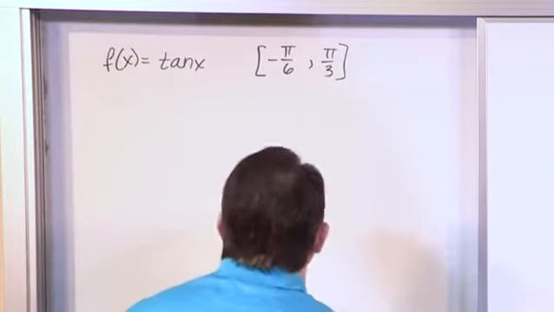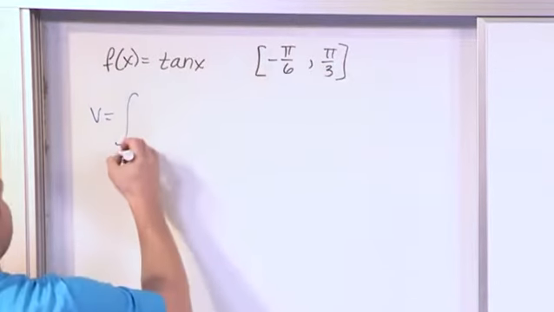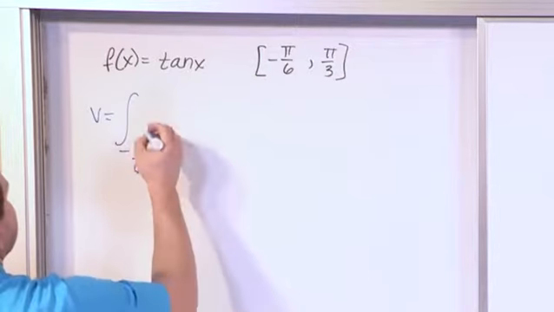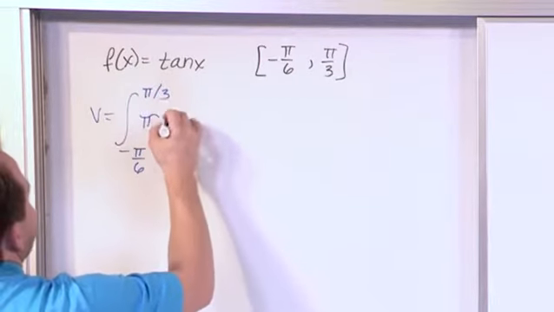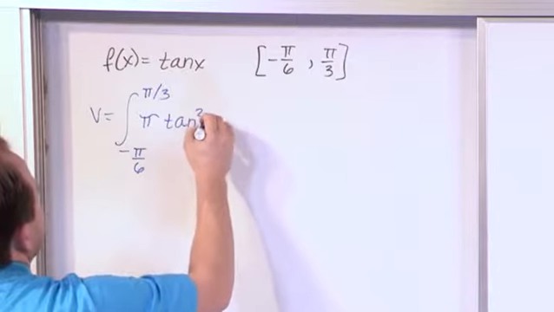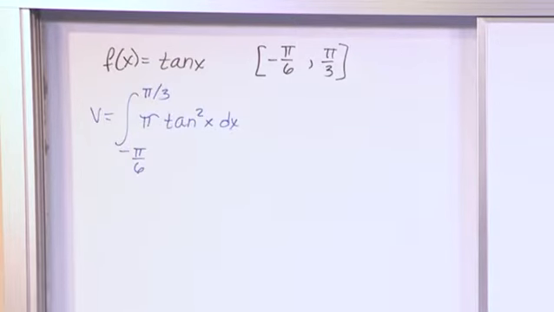And so let's just set it up as we usually would. The volume would be the integral over these bounds, negative pi over 6 up to pi over 3, of pi times f of x squared, which is tangent squared of x dx. So I just square the function: pi f of x squared dx. That's what I'm going to try to do.